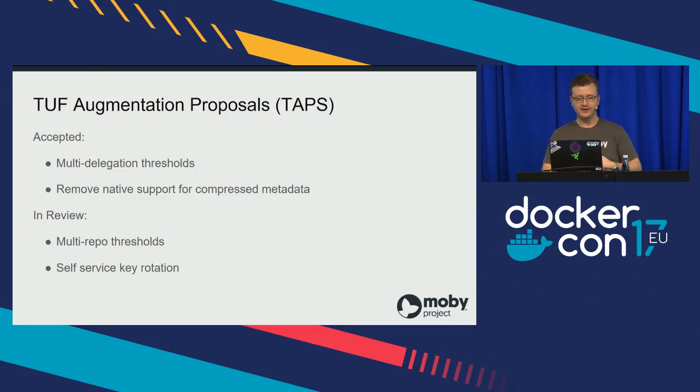that have come through. There is now an accepted TAP for multi-delegation thresholds. In the past, you would define a threshold on a single collection in such a way that you had to deal with synchronizing all of the people who needed to sign that thing. And essentially, while you were dealing with that synchronization, nobody could be pushing updates.